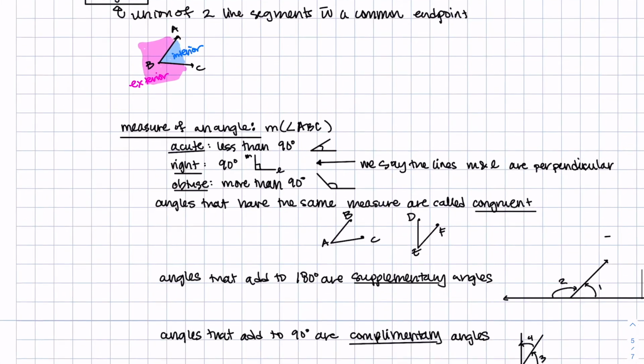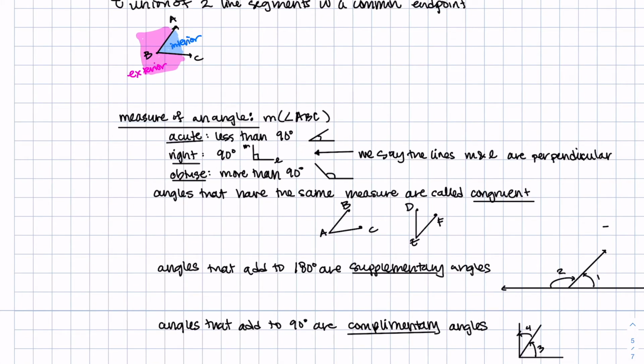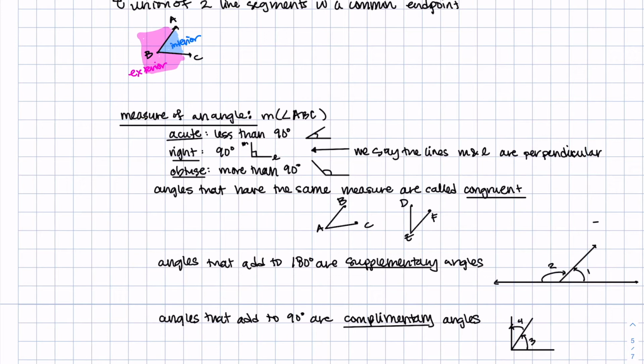Okay, so moving on to angles. An angle is the union of 2 segments or rays. We can have them be rays as well, with a common endpoint. And this common endpoint we usually call a vertex. For instance, in this picture we have here, this is the angle ABC, and I would denote this angle with this little kind of angle symbol, and it's the angle ABC.